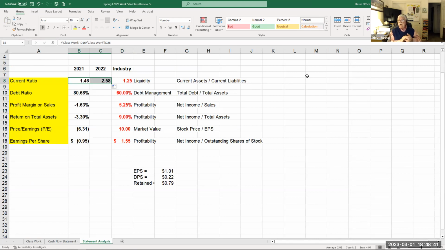And that's because of our high receivable and inventory balances. That's why it's a little bit high. Notice the industry average is 1.25. That should tell the management of the company that they better start collecting their receivables and sell off their inventory.